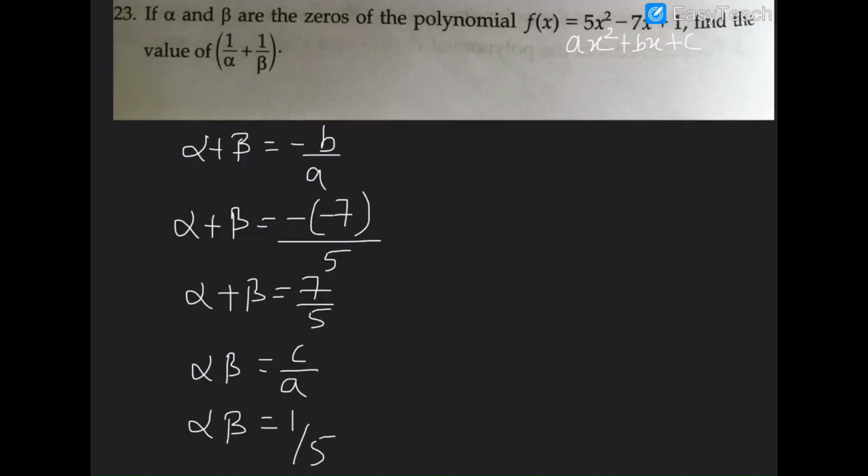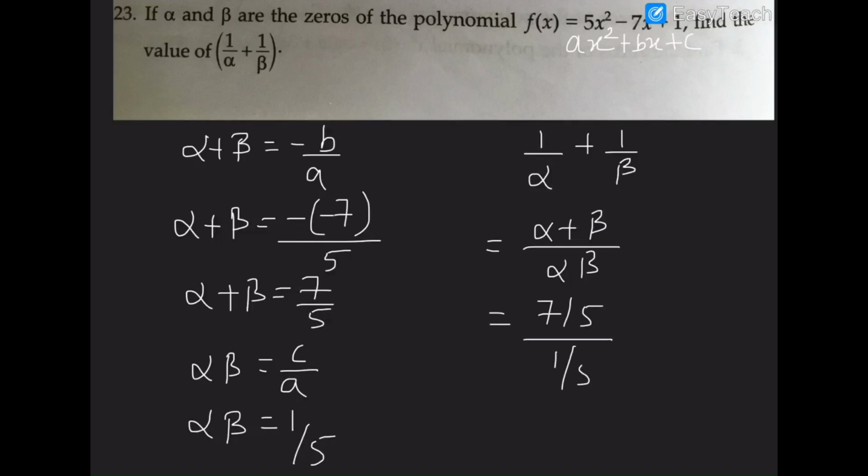Now you know alpha plus beta and alpha into beta. What we need to find? 1 by alpha plus 1 by beta. Take the LCM: alpha plus beta by alpha beta. You know the value of both. Put 7 by 5 divided by 1 by 5, which gives you 7. So the value of 1 by alpha plus 1 by beta is equal to 7.